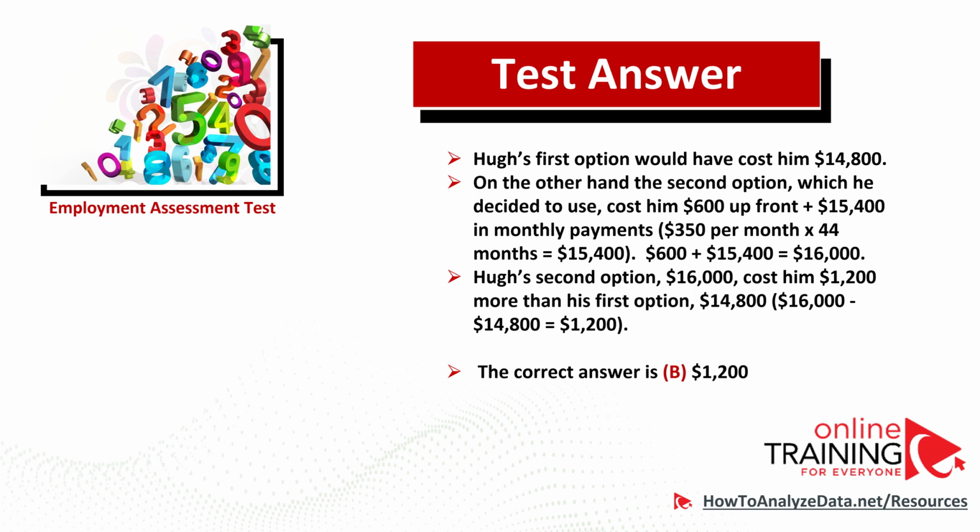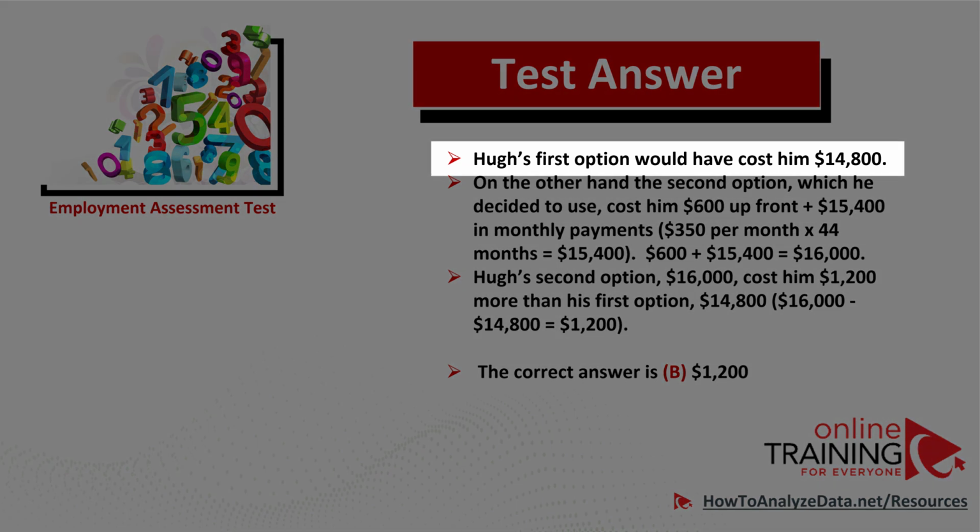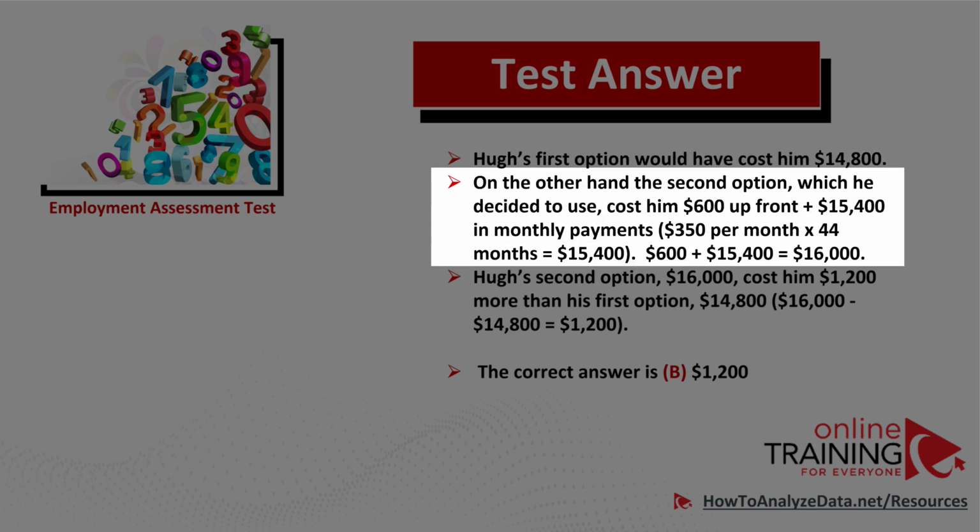Hugh has 2 different options. Either pay for the car in full, which would cost him $14,800, or use the second option to finance the car. On the second option, he would have to pay $600 upfront plus $15,400 in monthly payments, which is calculated as 350 multiplied by 44, which exactly matches $15,400. So 600 plus $15,400 is the equivalent of $16,000.